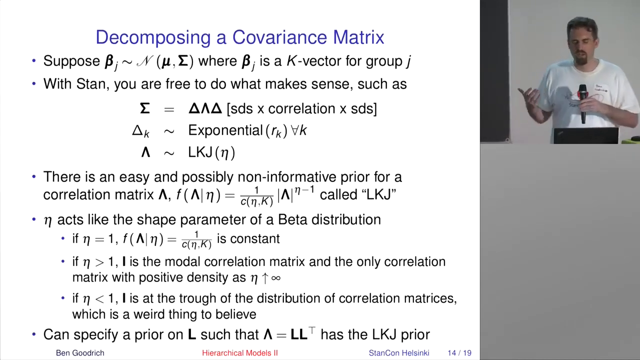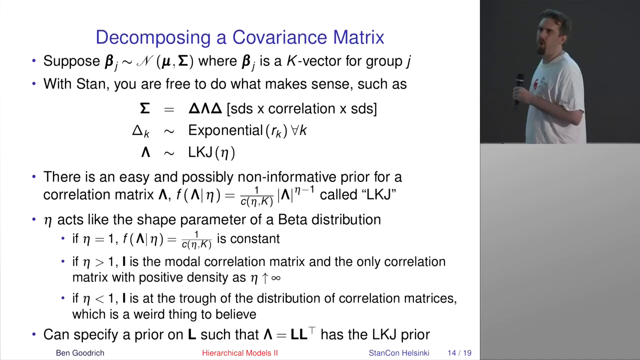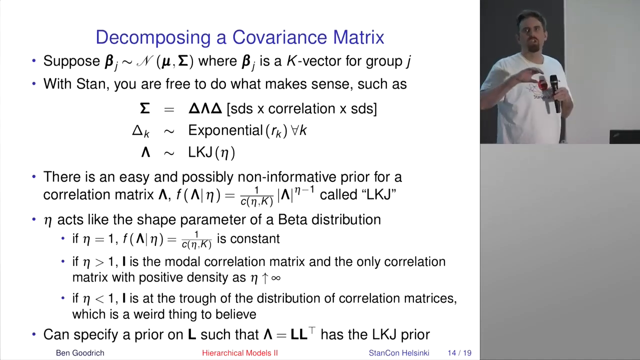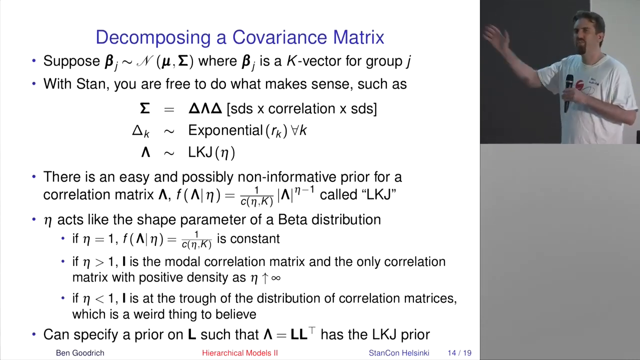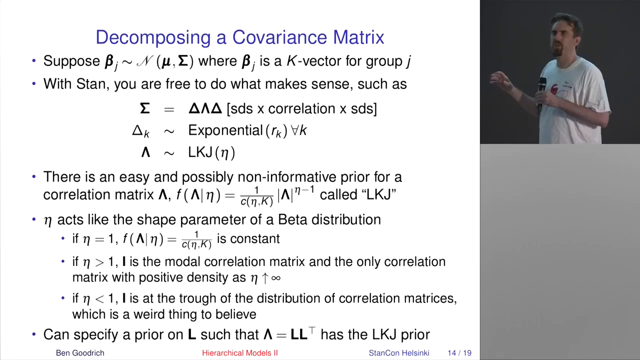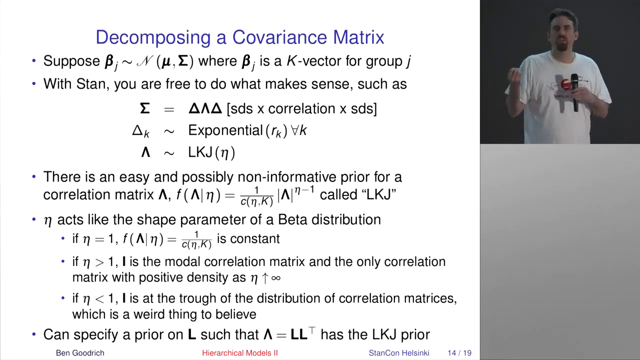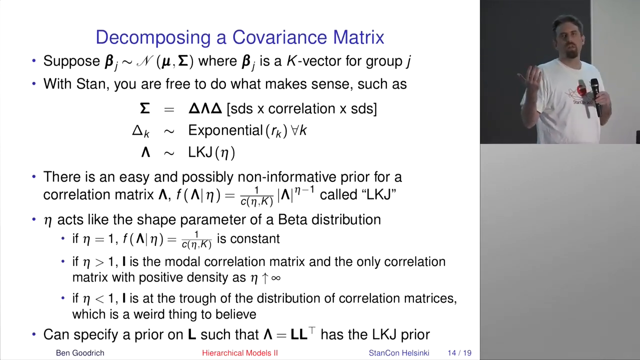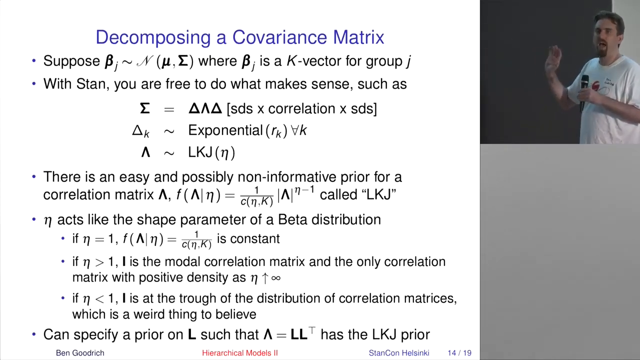With Stan, you're free to do what makes sense, and what often makes sense is to decompose a covariance matrix into a correlation matrix and standard deviations. So we can factor a covariance matrix into standard deviations and correlations. Correlations are much easier to deal with than covariances because they're bounded between -1 and 1. They don't have units, so that's advantageous.